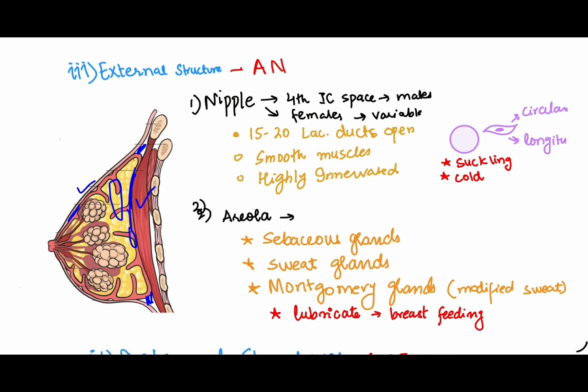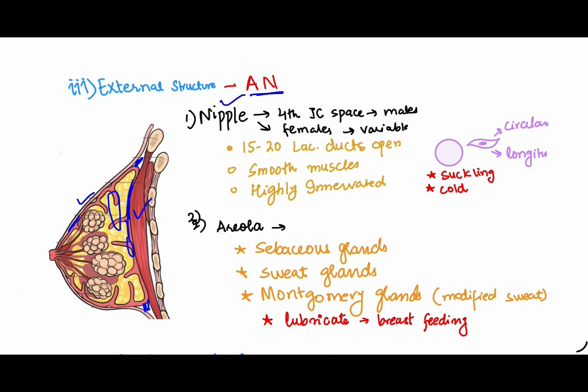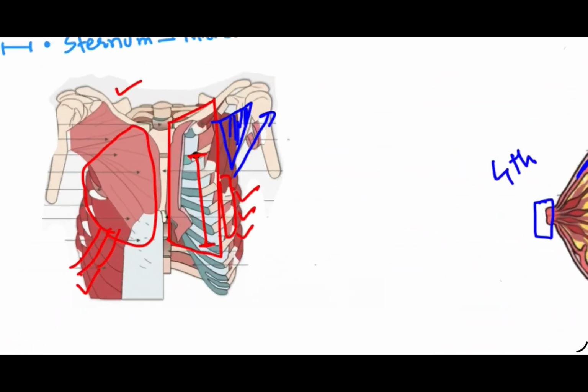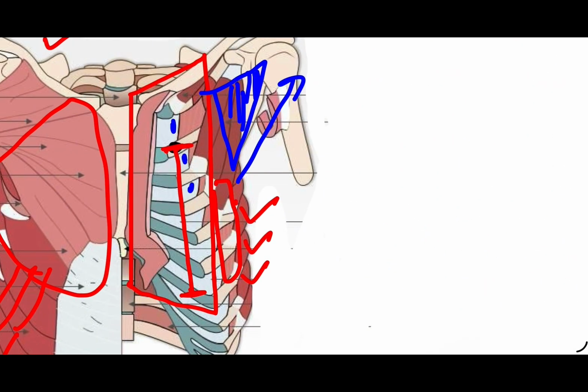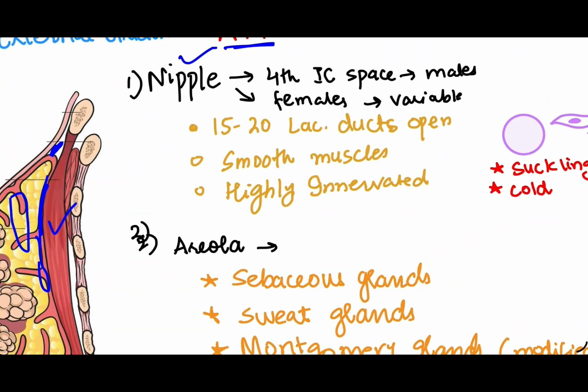Okay, structures. What are the structures of the breast? There are 2 types: external structures and internal structures. First of all we're going to discuss external structures. What are they? There are 2: nipple and areola. What is the nipple? The nipple is like this, a conical projection at the 4th intercostal space in males. Where is it? 1, 2, 3, 4. It's here in males. We can definitely tell in males, but it is not definite in females.